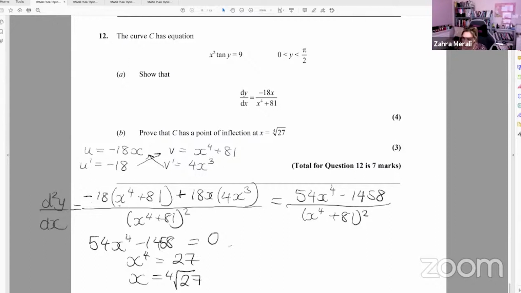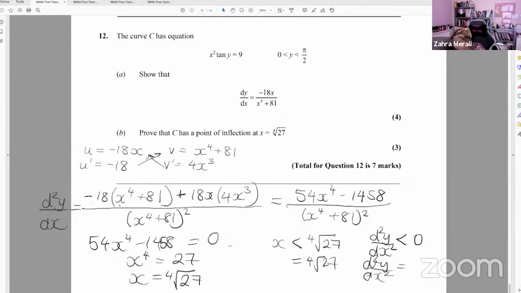And then you also have to show that with a point of inflection, when x is less than that, so you just pick something slightly below it, d squared y dx squared, by subbing in your numbers, is less than 0. When it equals the 4th root, d squared y dx squared, we've just proved equals 0. And when it's greater than the 4th root, you get d squared y dx squared is greater than 0. Therefore, it is a point of inflection. Okay, so hopefully that wasn't too disastrous.